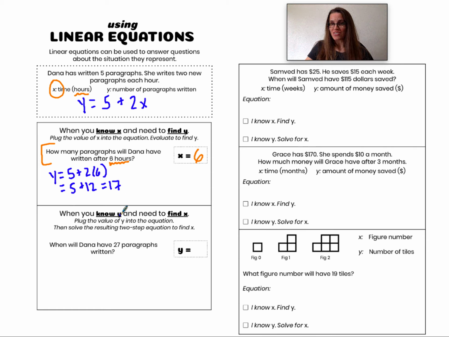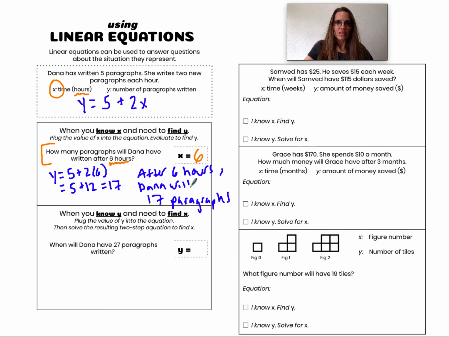Now this teacher is okay with you writing your answer as just answer with units. So 17 paragraphs. I think the reason I'm okay with that is because of my handwriting situation, so I'm okay with just answer with units. Units are really important. But most teachers will not be okay with that, so you should just get into the habit of writing: after 6 hours, Dana will have written 17 paragraphs. For me, I need a number and a unit. Almost every other teacher wants a sentence here.